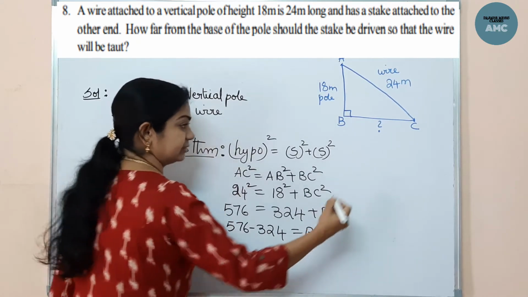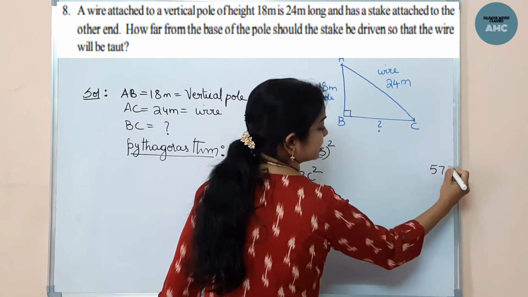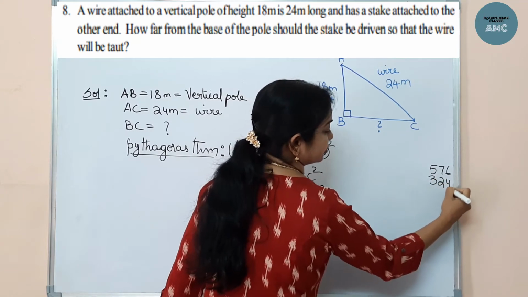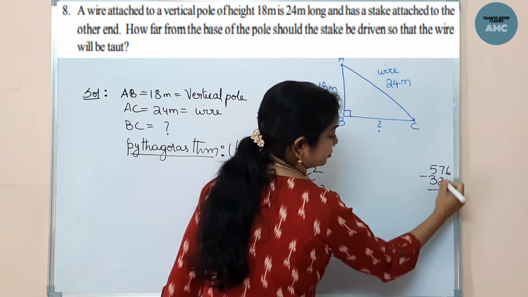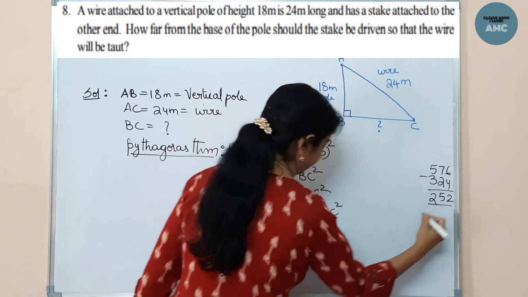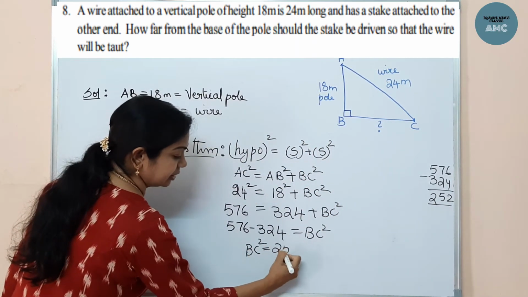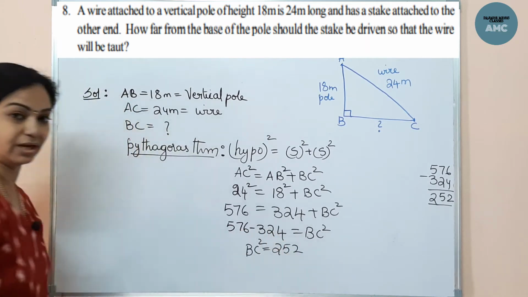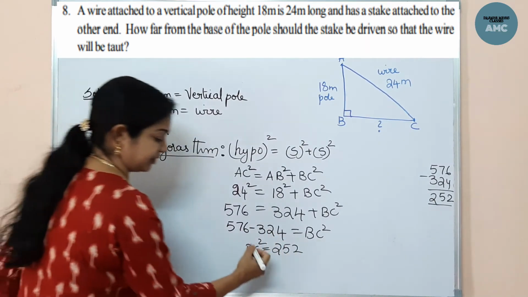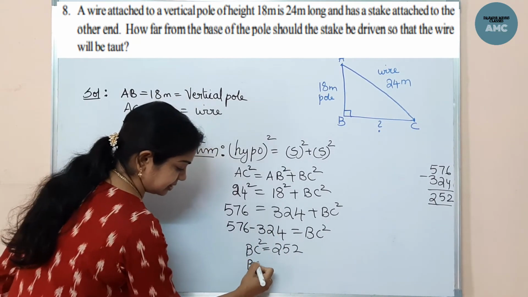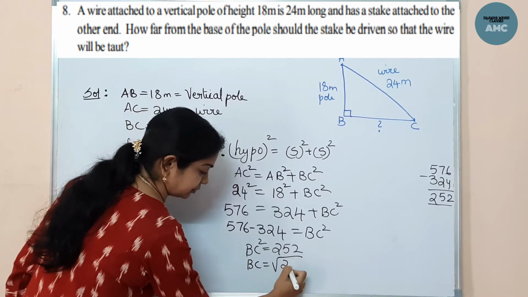Now let's subtract it. Here 576, 324. Okay, that is 252. So BC square is equal to 252. This is not a perfect square, we know that. 256 is a perfect square. So let us take BC is equal to square root of 252.